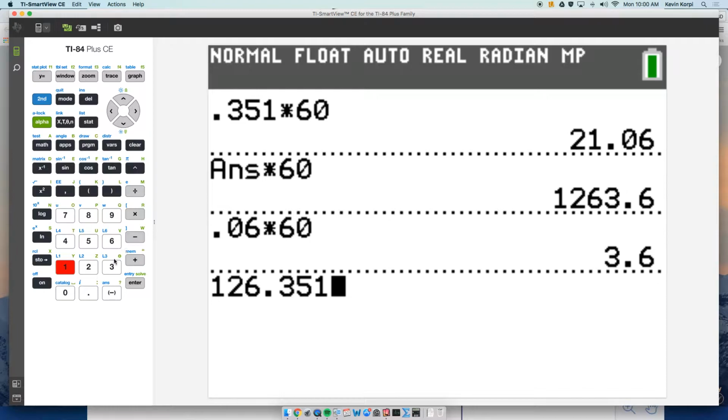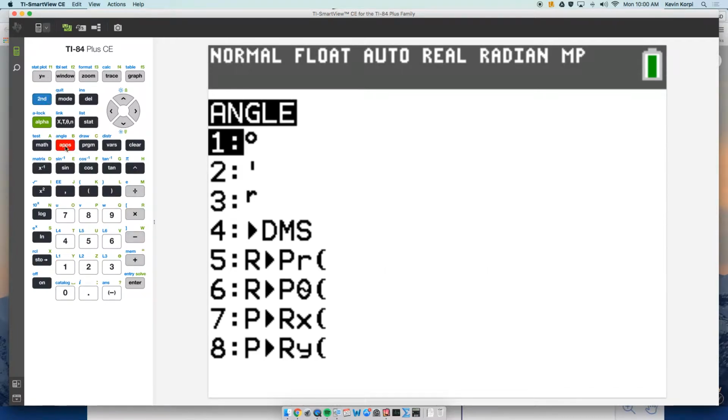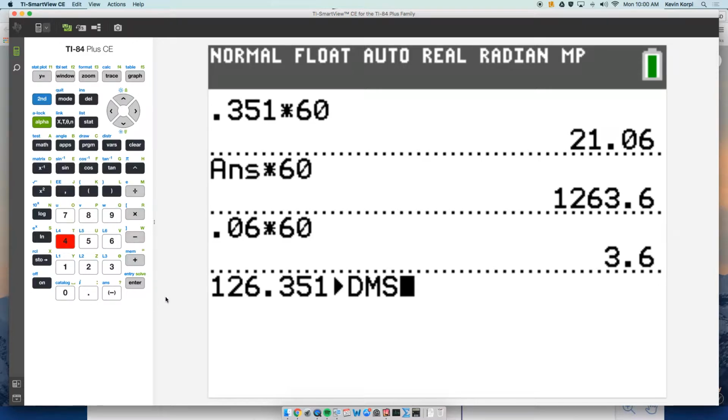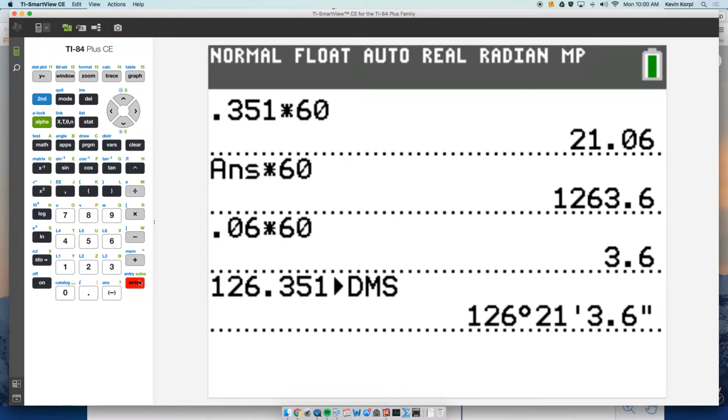If you type in 126.351 and you go to your angle menu, which is second apps, 3 clicks above the number 7, notice number 4 is convert to DMS. So if you select number 4, it shows up. You hit enter, and boom, you can now compare that to the answer you got. And you're like, dang, the calculator is as smart as I. Well done, calculator. I will keep you as a tool. And if you get a different answer, then you can, I don't know, trust your ability to type in versus trust your ability to convert.